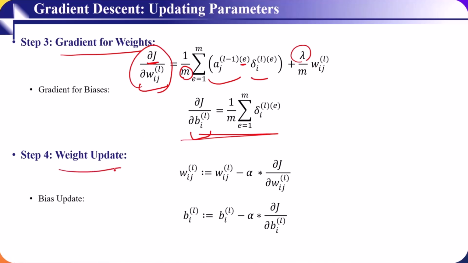Once we have the gradients, we update weights using these two equations, right? So here, this is the new weight, new bias. This is the old weights, old bias, minus this alpha, which is the learning rate. This alpha is used to control the size of the step taken in the direction of the negative gradient. So in this way, we can produce new weights and new biases.